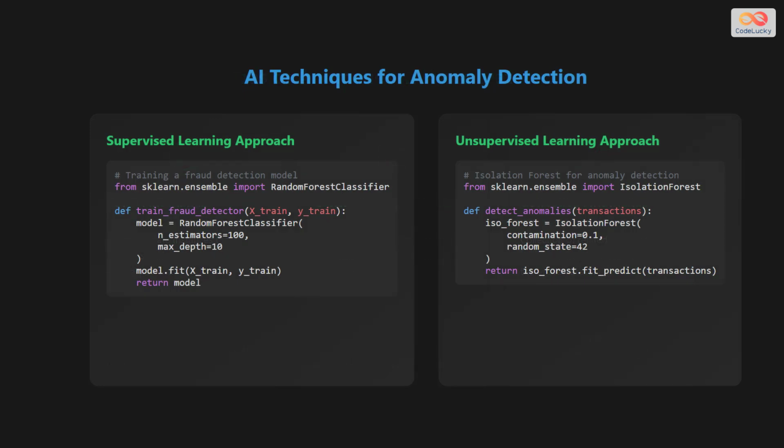There are two primary approaches to anomaly detection using artificial intelligence. The first one is supervised learning, where a model is trained on labeled data to classify transactions as fraudulent or not fraudulent. Here's an example of how to train a fraud detection model using a random forest classifier from Scikit-learn in Python. The second approach is unsupervised learning, where the model identifies anomalies without labeled data by finding deviations from the norm. Here is an example of using an isolation forest algorithm to detect anomalies in a set of transactions.